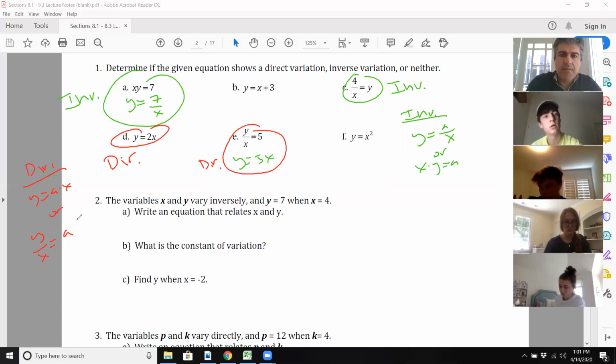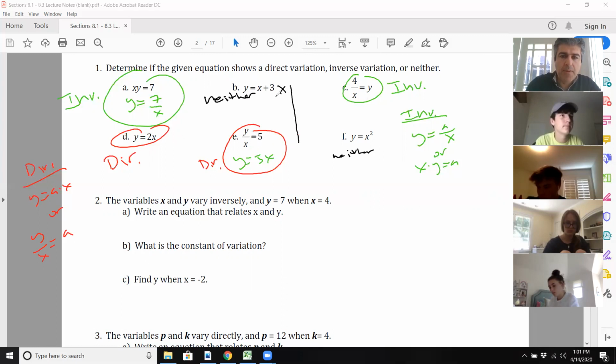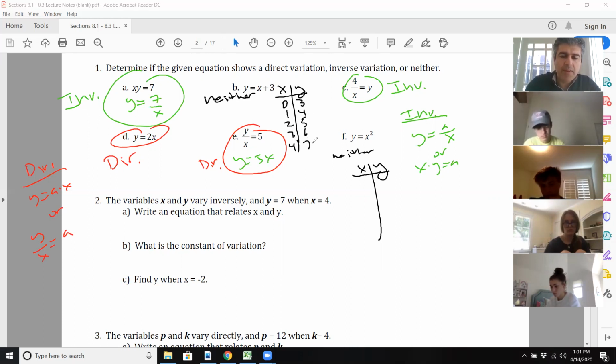Now B and C are each neither. Let me illustrate with a quick table. What if x is 0? y is 3. If x is 1, y is 4. If x is 2, y is 5. X is 3, y is 6. X is 4, y is 7.